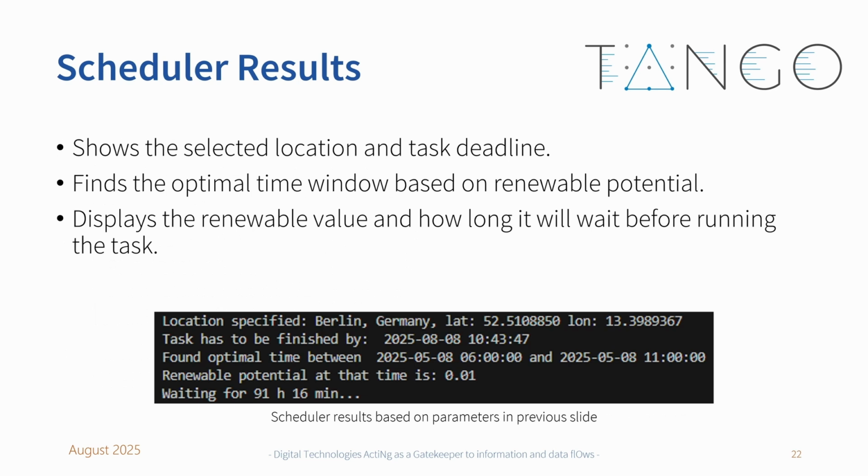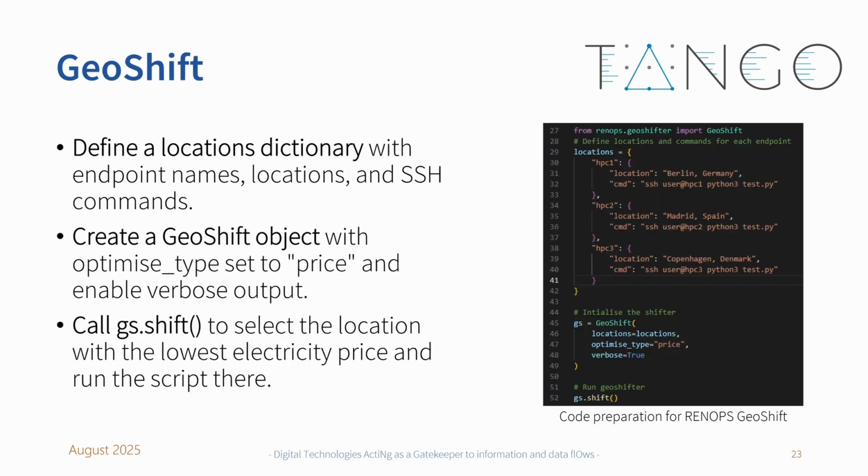These results show that the scheduler has analyzed the forecast data for Berlin, Germany, and determined when renewable energy potential will be highest within the specified deadline. It displays the location, the deadline by which the task must be completed, and the optimal time window it has selected for execution. The renewable potential value at that time is shown, and the script indicates how long it will wait before starting the task to ensure it runs during the most favorable conditions.